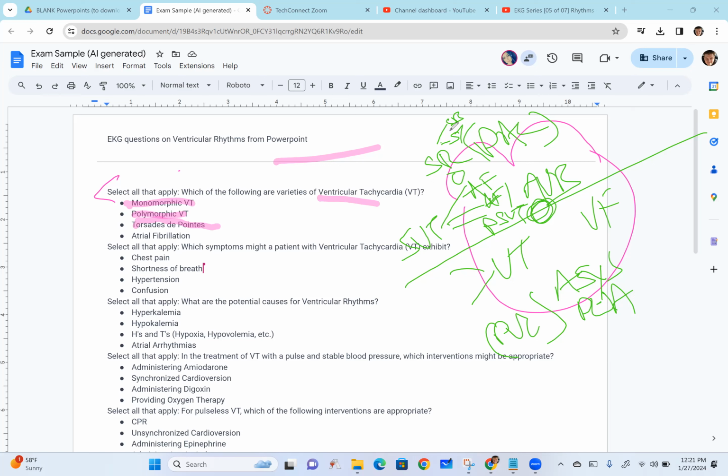All right, next one. Let's look at how to apply potential causes of ventricular rhythms. Good. H's and T's: hypoxemia, hypovolemia, hypokalemia, is hyperkalemia on there? It is, right? So these are H's and T's, right? You should know the H's and T's that we've talked about, right? So things like toxins, we really haven't talked about overdoses besides overdosing on beta blockers, calcium blockers, and glyburide, right? What is glyburide?